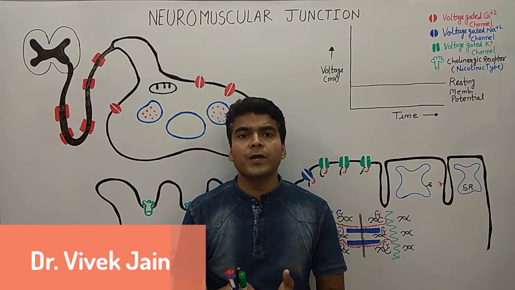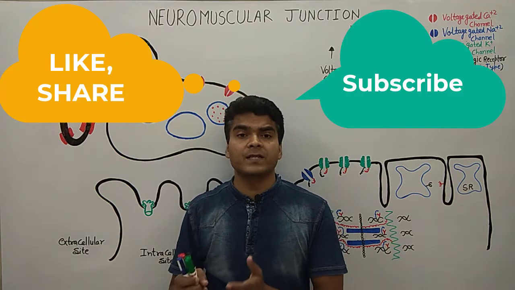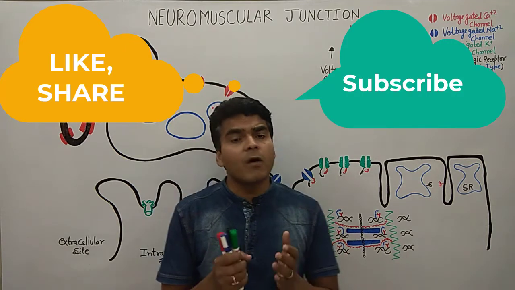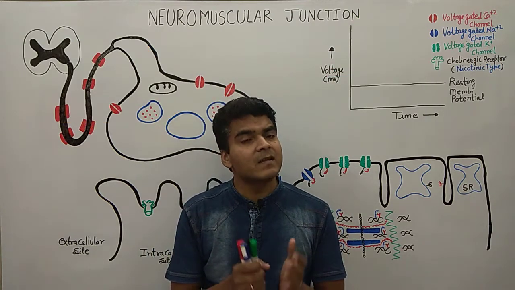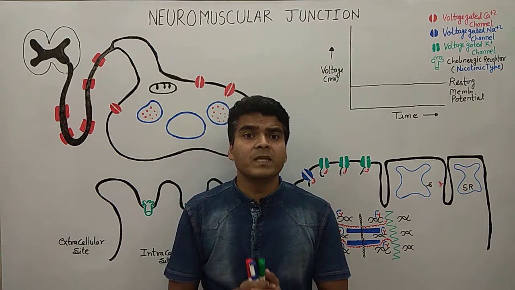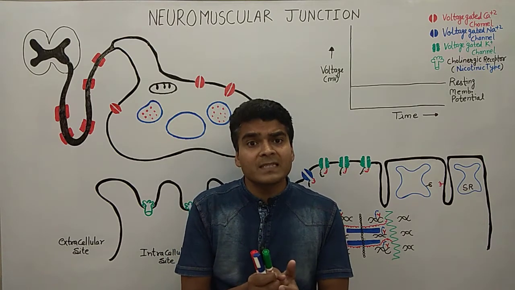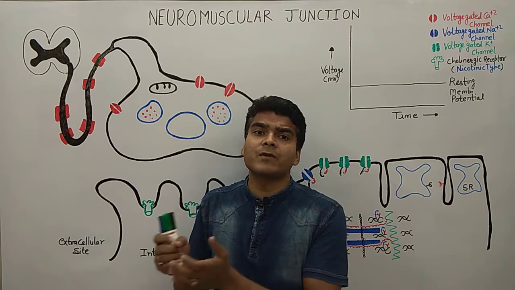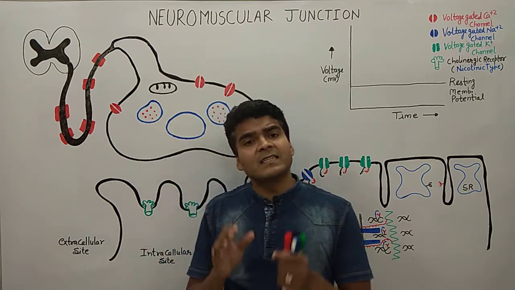In today's class we are going to discuss neuromuscular junction and muscle action potential. In the earlier class we already discussed the skeletal muscle contraction cycle, clear? Now in this class we are going to discuss the neuromuscular junction and how the muscle action potential is generated. Clear everyone? So we can divide this class into two parts.